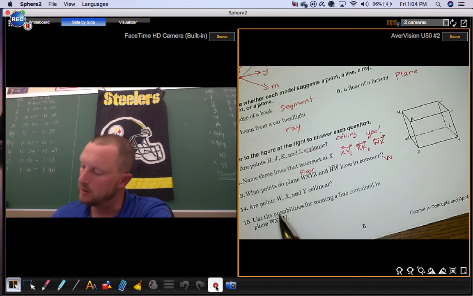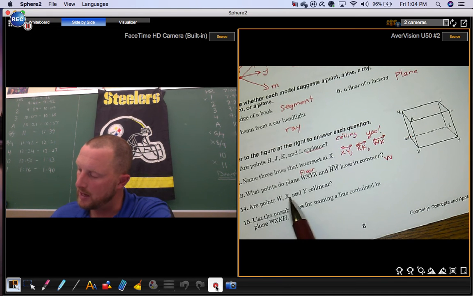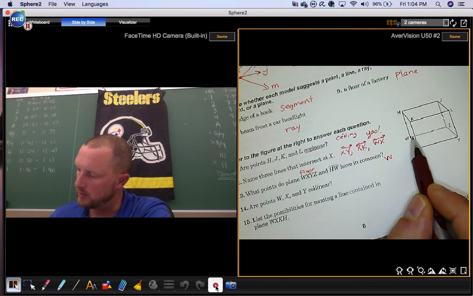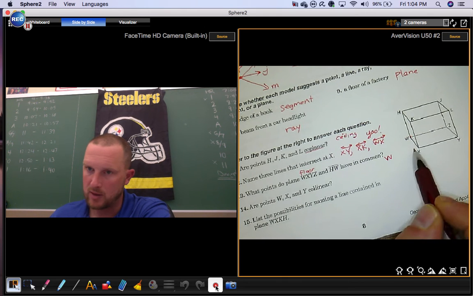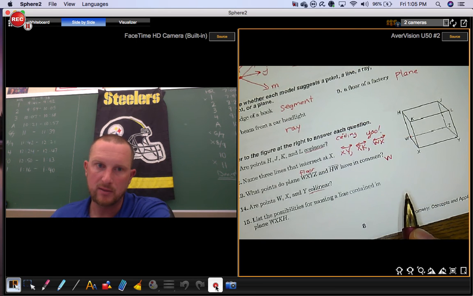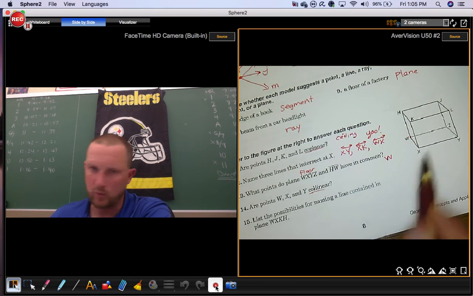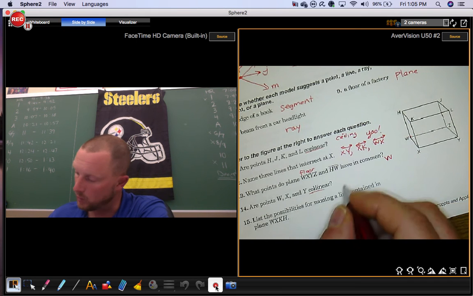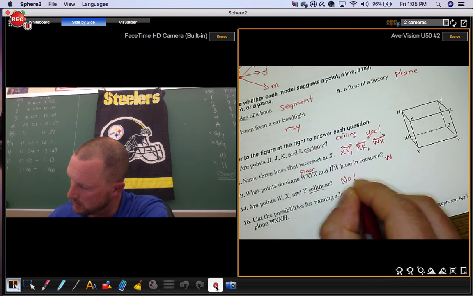Number 14, are points W, X, and Y collinear? W, X, Y. Are they collinear? Remember what collinear means. Do they make a line? I can't connect them with a line. I could connect them with 2 lines, but not 1 line. So that's a no.